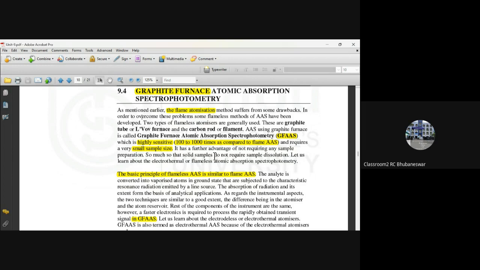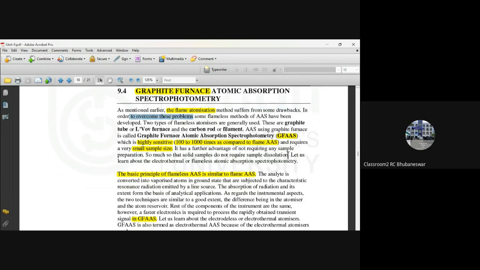So here we are moving with graphite furnace atomization absorption spectrophotometry, which is better than the flame, where we are using the flame as the atomizer. The flame atomization method suffers from some drawbacks. The drawbacks we had already discussed. There are 3 points in those drawbacks.